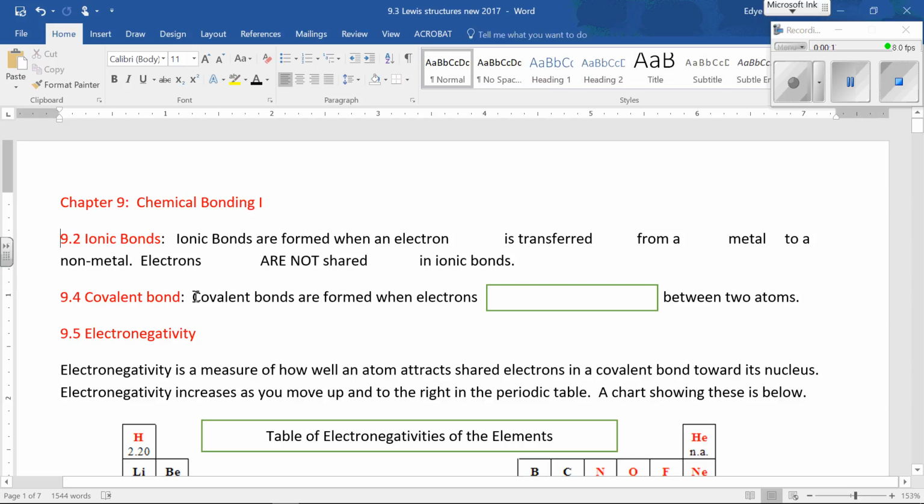Then we have covalent bonds, and we've been learning about these throughout the year. A covalent bond forms when electrons are shared between two atoms. You must know these things. There is another kind of bond. It's a metallic bond. You'll learn about those later on.